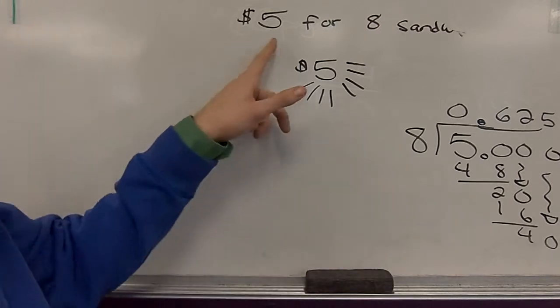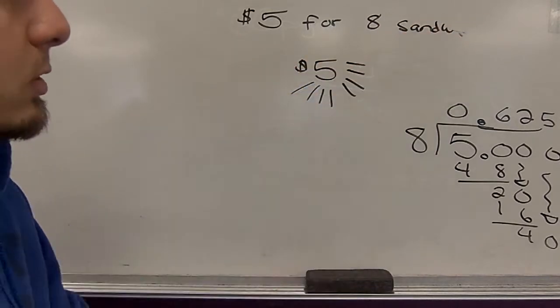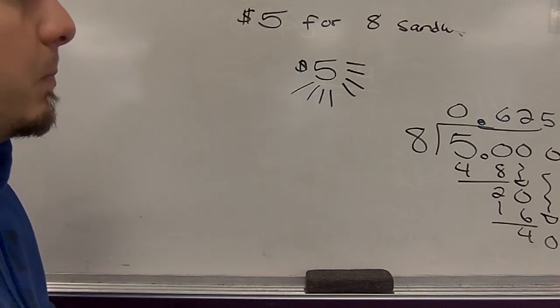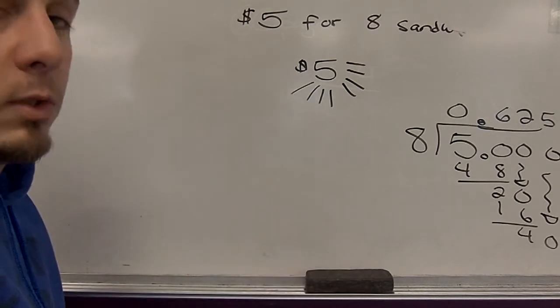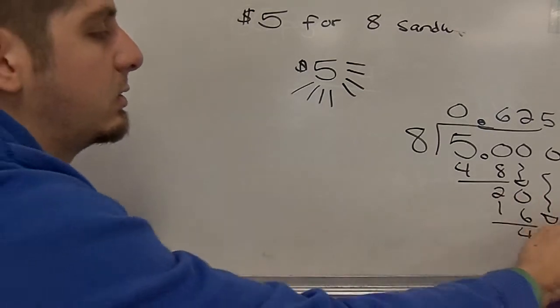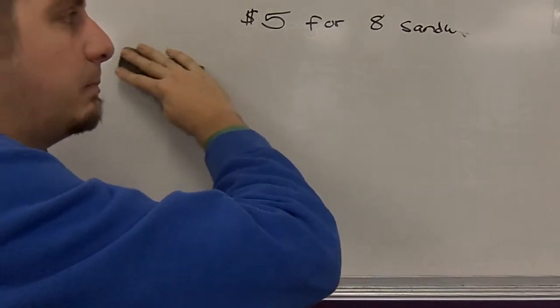So again, I took the $5, divided it by my 8 sandwiches, and now I know that I paid about 63 cents per sandwich. So that's unit rates and how you find them.